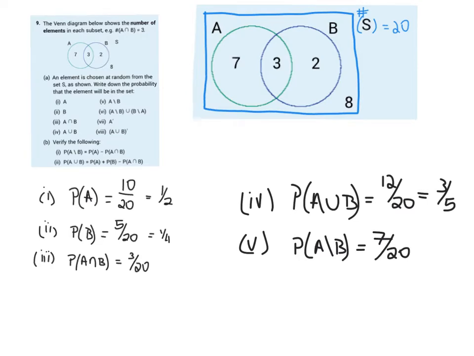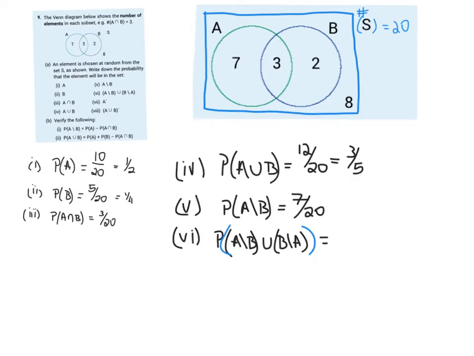And then in part 6 we're asked for the probability of A without B union B without A. We'll put all of that into another bracket. We had just got the probability of A without B to be 7 over 20. And union always means to add, so we'll add in B without A, which we can see is this bit here. So that's 2 out of 20. So that answer is a total of 9 out of 20.